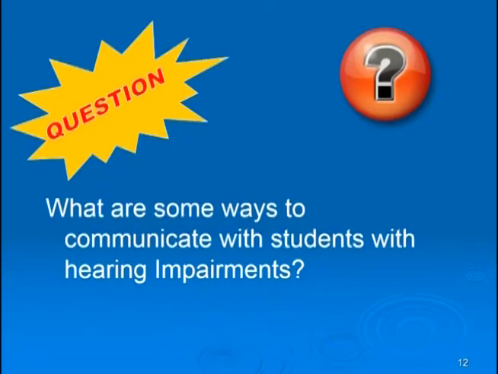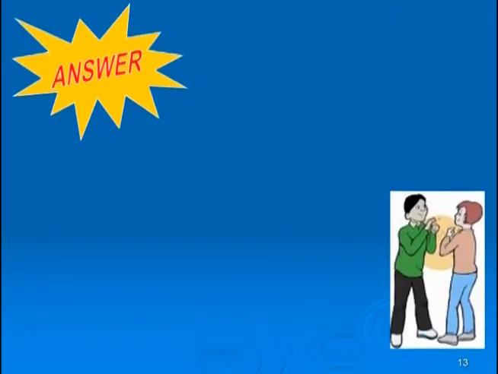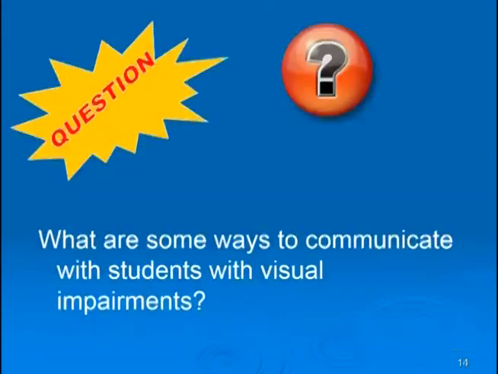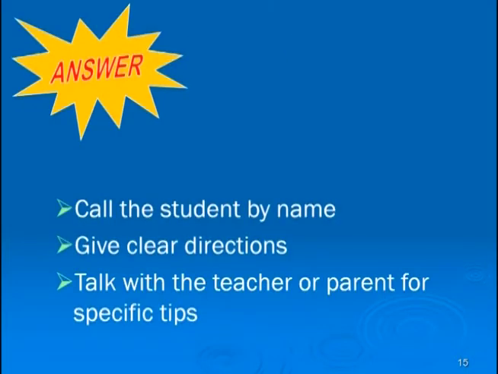Okay, so let's look at some questions here. What are some ways to communicate with students with hearing impairments? The answer includes face the students when you speak, write simple notes, point or demonstrate, use basic sign language if you can. What are some of the ways to communicate with students with visual impairments? And for that answer, call the student by name, give clear directions, talk with the teacher or parent for specific tips.